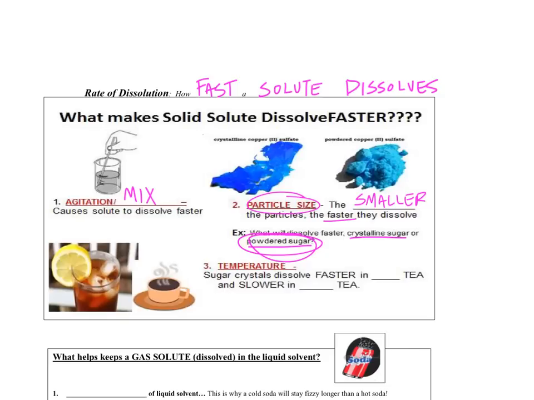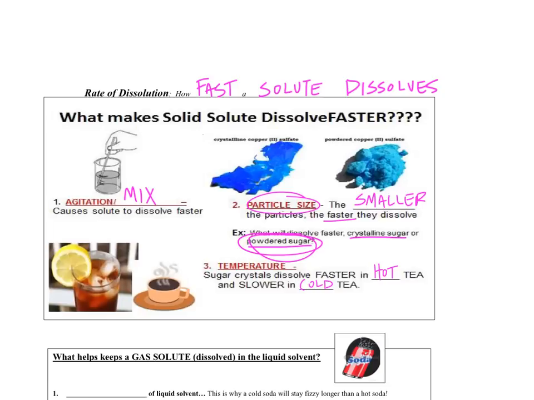Another thing that can affect the rate at which something dissolves is the temperature. The sugar crystals dissolve faster in hot solvents and slower in cold solvents. If you've ever tried to dissolve sugar in cold tea, you've probably had some success because a lot of us drink iced tea. However, if you compare dissolving sugar in cold tea versus hot tea, you'll notice that the sugar in the hot tea dissolves much more quickly. So the temperature does play a part.